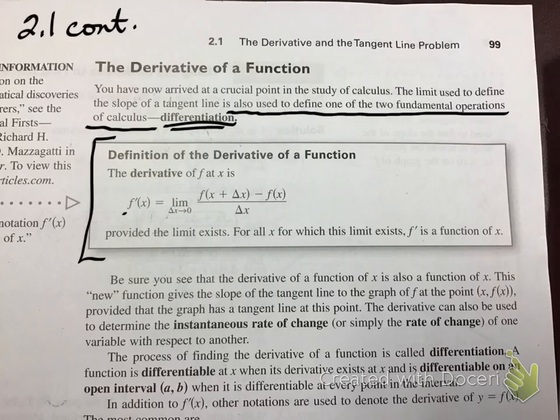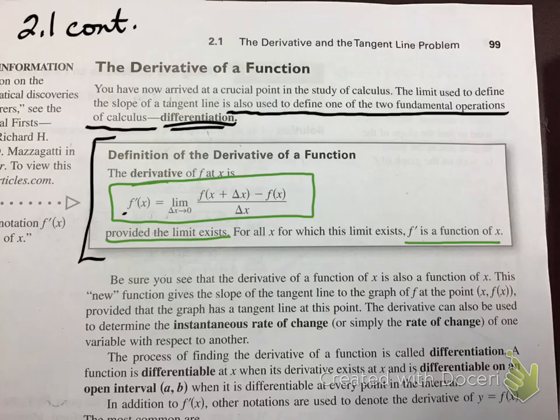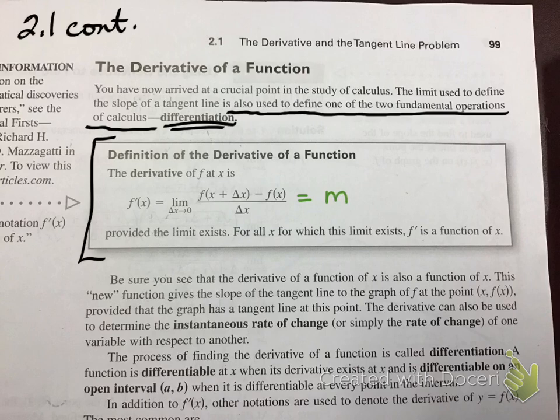So the derivative is this, provided the limit exists. For all x for which this limit exists, f prime is a function of x. So if with c's in place of the x's, this was the slope, that kind of lets us know that the derivative is the same thing as the slope of the tangent line. So if you find the slope of the tangent line, you're actually finding the derivative. If you find the derivative, that's the equation for the slope of the tangent line. So they're sort of interchangeable.